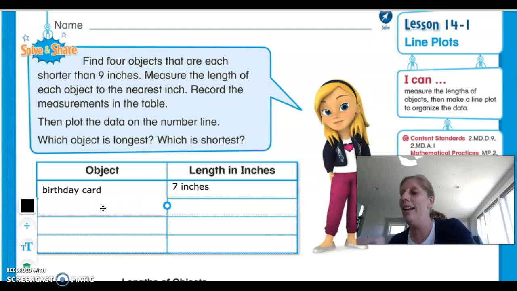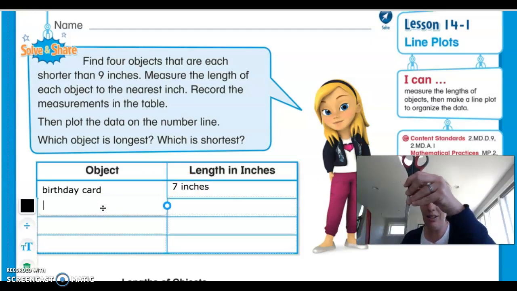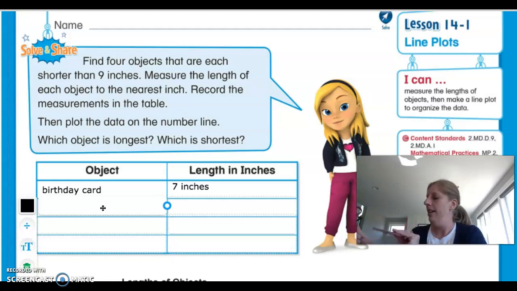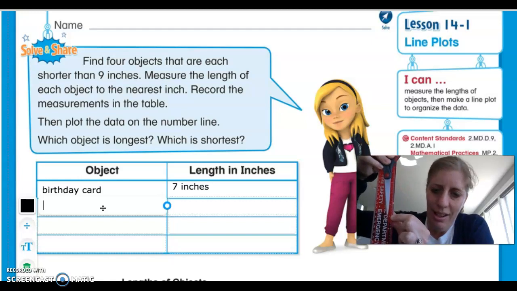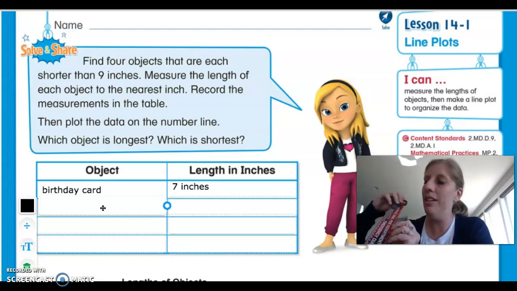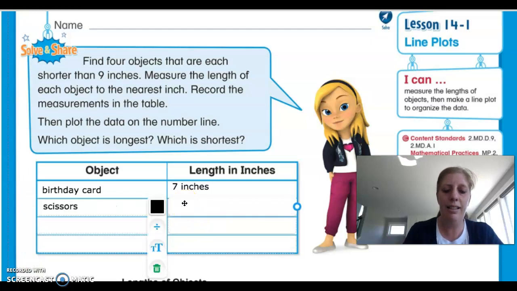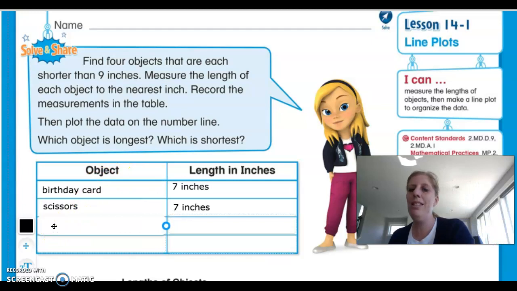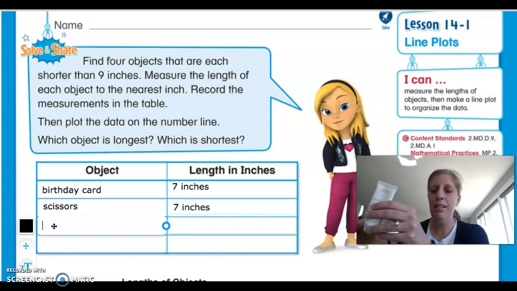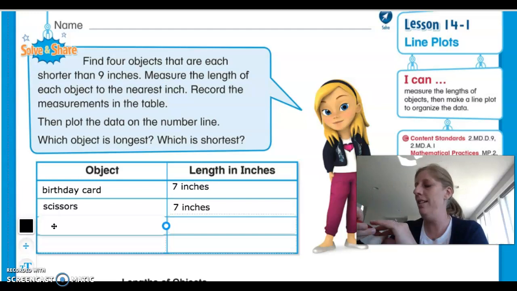Okay, my second item is this scissors, and when I put one end of the scissors where the 0 is, and I look down, this is also 7 inches. It's exactly 7 inches. So scissors, and again 7 inches.